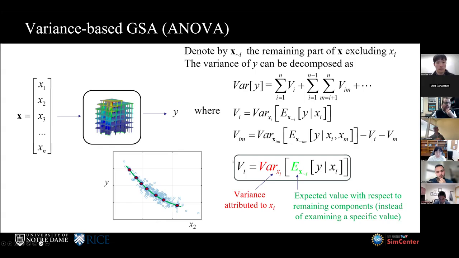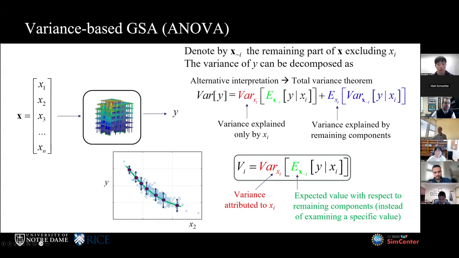Now, another way to consider this decomposition, if this is a little bit confusing, is to use the total variance theorem. For the total variance theorem, we know that the total variance is the variance of the conditional expectation plus the expectation of the conditional variance. We know this is an exact identity. This is the part of the variance that's explained by xi, and this is the variance that's explained by the remaining components.